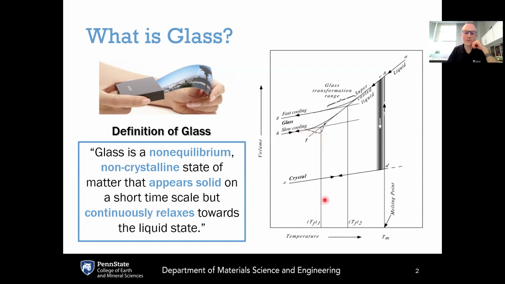And what the fictive temperature indicates is kind of an approximation of where the glass has fallen out of equilibrium from the supercooled liquid state. So for this fast-cooled glass, note that as the supercooled liquid is cooled, this glass transition process or glass transformation process occurs over a range of temperatures.